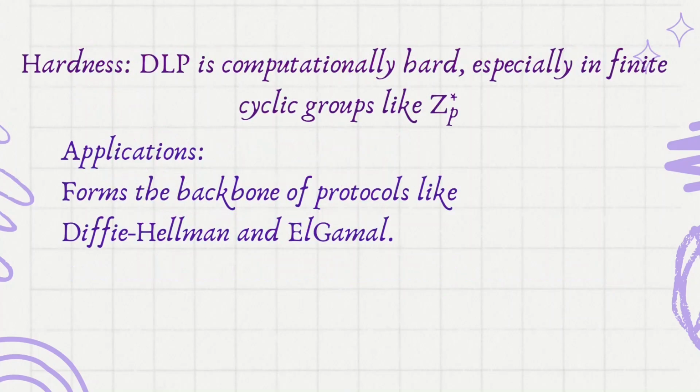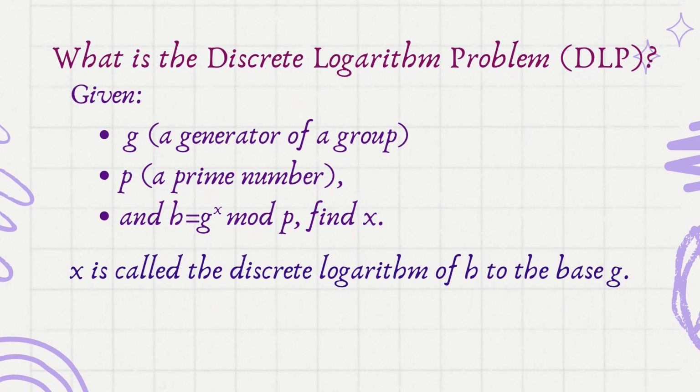Now, this problem is computationally hard, especially in finite cyclic groups like Zp star. Remember we studied cyclic groups in the last video, right? What do we mean by computationally hard? It's that we don't have an efficient algorithm to solve it. We don't have an efficient algorithm to find X given these three pieces of information.